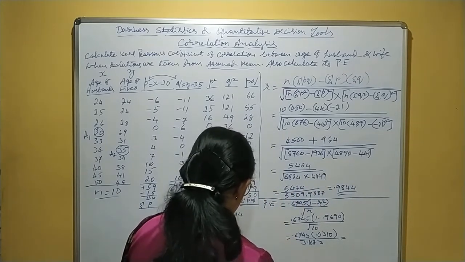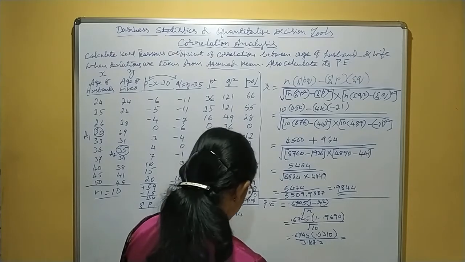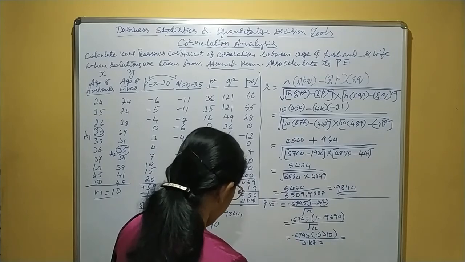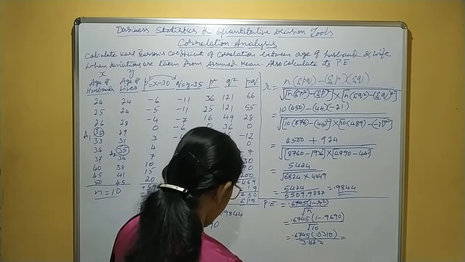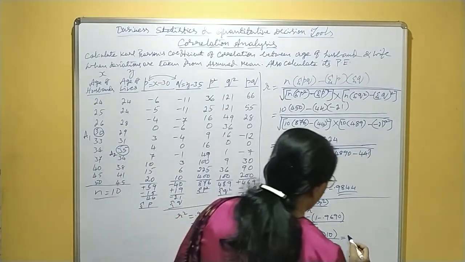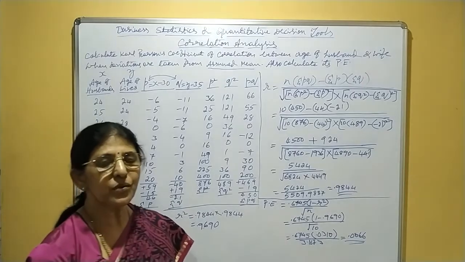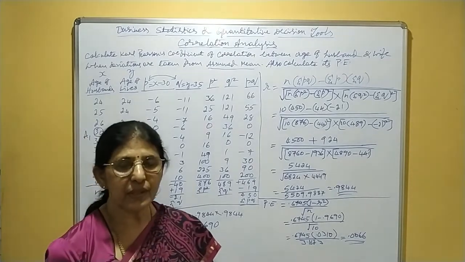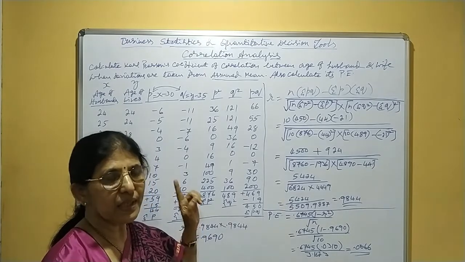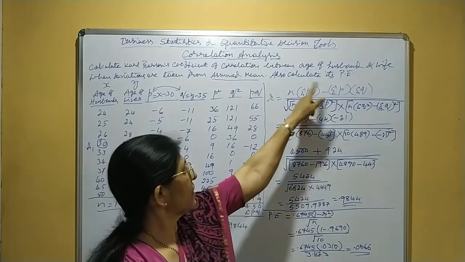Now 0.6745 into 0.031 equals 0.0209. You divide it by 3.1623. It comes to 0.0066. This is probable error. Means here it shows probable error is very negligible. Okay. Now it is covered how to calculate Pearson's coefficient of correlation between two variables when deviations are taken from arithmetic mean, that is previous problem, and when deviations are taken from assumed mean. Okay. Next calculation of probable error.